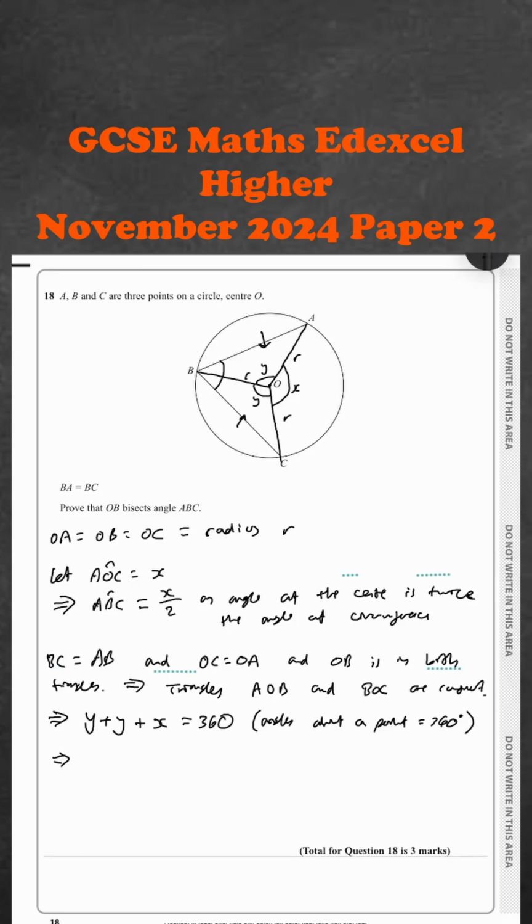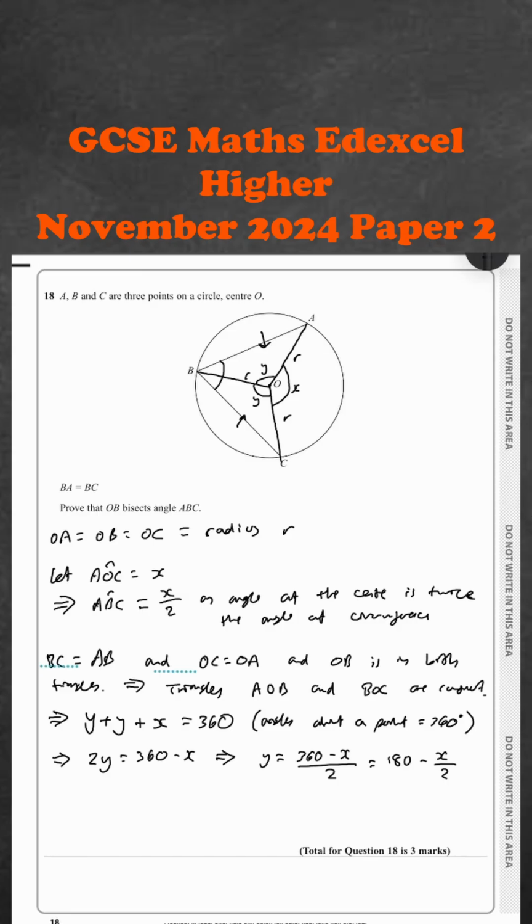Therefore, we can say 2y equals 360 minus x. Therefore, y equals 360 minus x over 2, or 180 minus x over 2.